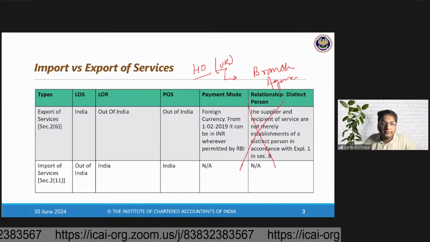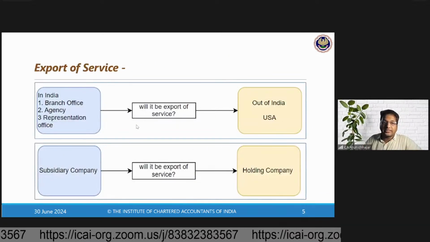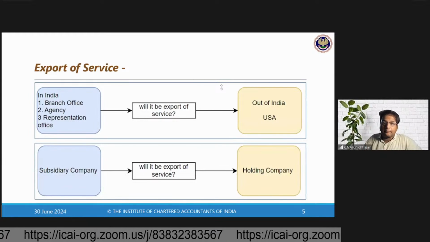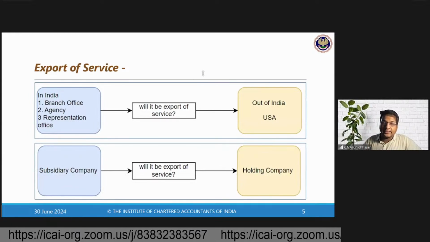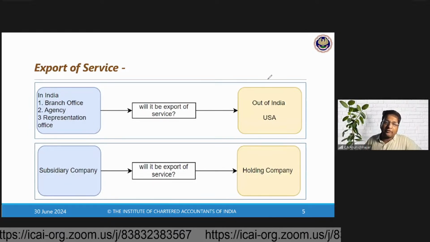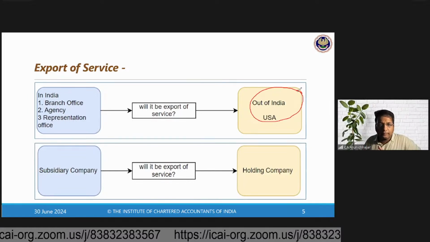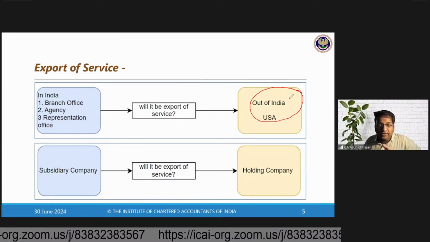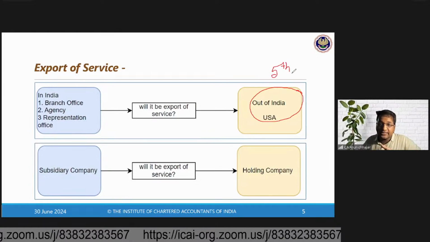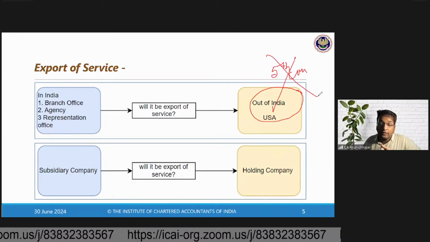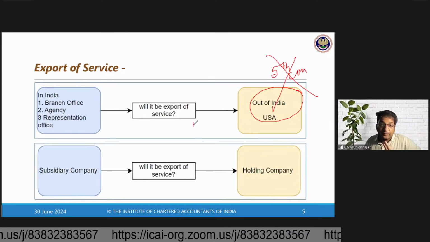Let me go back. So I was talking about this export of service, the branch office in India, agency in India, or the representative office in India, and they are providing the service to out of India, their main company. Will it be export of service? Answer would be no, because the 5th condition is not satisfied. No export of the services.